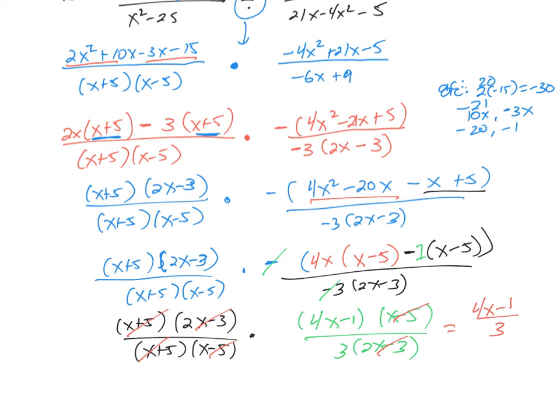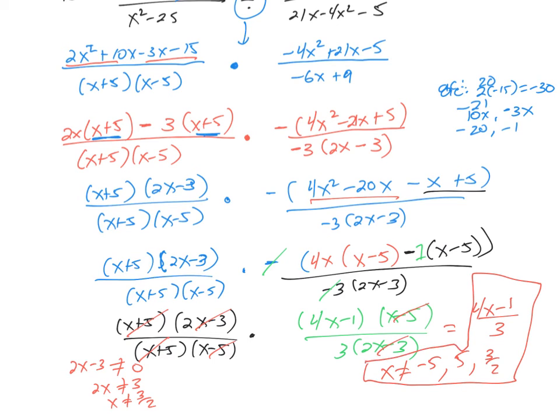And then we need to exclude values from factors that will make factors that we cancel out 0. So we have to say x is not equal to negative 5 because we canceled out the x plus 5 factor. We also canceled out x minus 5, so x is not equal to 5. And then I canceled out 2x minus 3. So if I solve 2x minus 3 is not equal to 0, I'll get x is not equal to 3/2. So I do need to list all of those values that are excluded from my simplified expression.